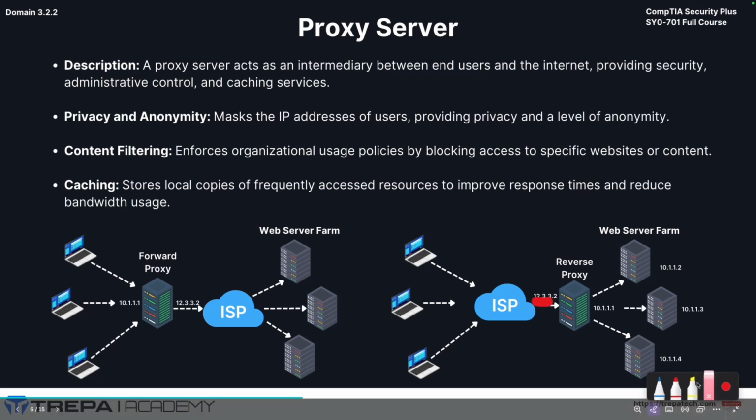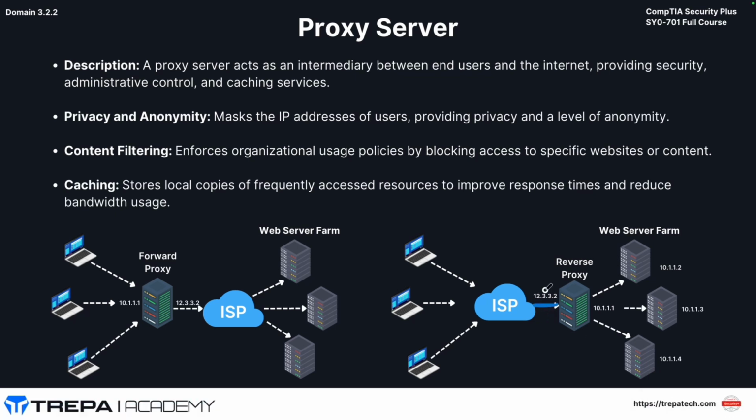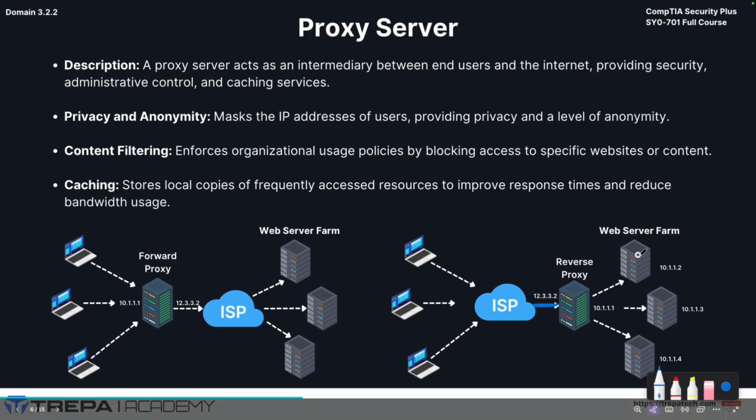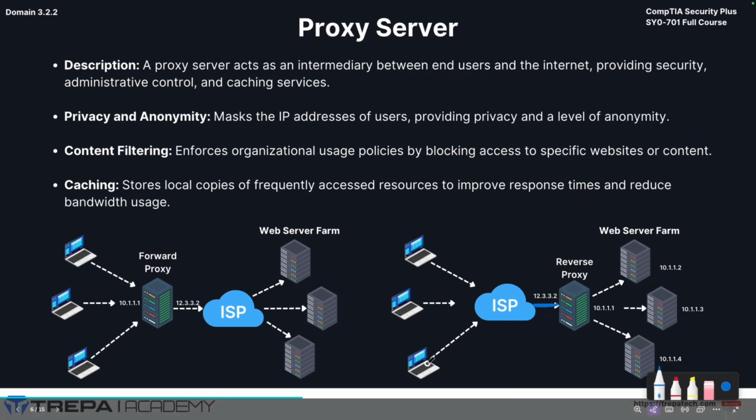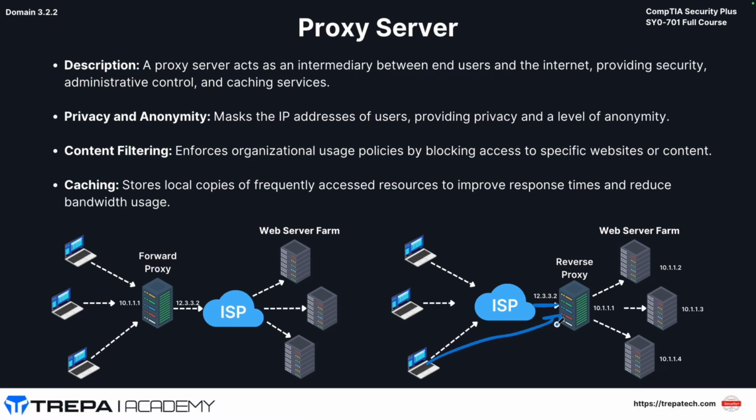Oop, that's a little big. Let me get this pen out. 12.3.3.2. Essentially, this will probably be our A record, which means that'll be in the global DNS, whatever this web server is over here. So if this is trepatech.com and I have a web server farm, my global IP address will be 12.3.3.2. So when users from anywhere go to access trepatech.com, they're hitting this outside IP address here.